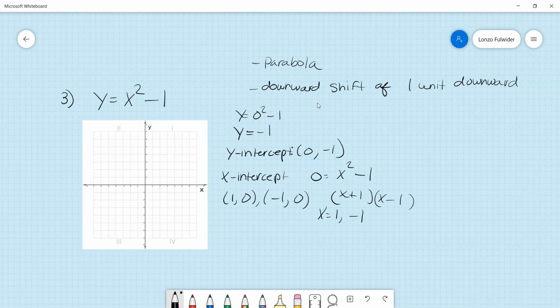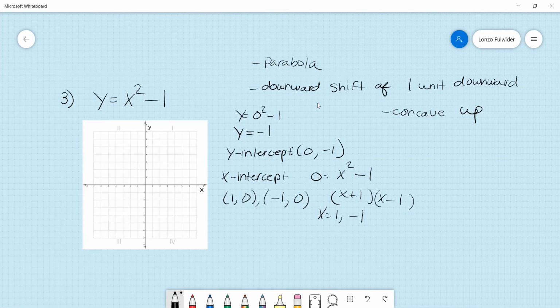Good. So we know it's a parabola. It has a downward shift. It has a y-intercept of 0, -1, and x-intercepts of 1, 0 and -1, 0. So let's apply that, and we know this is going to open upward. It's concave up, remember, because there's no negative right here.